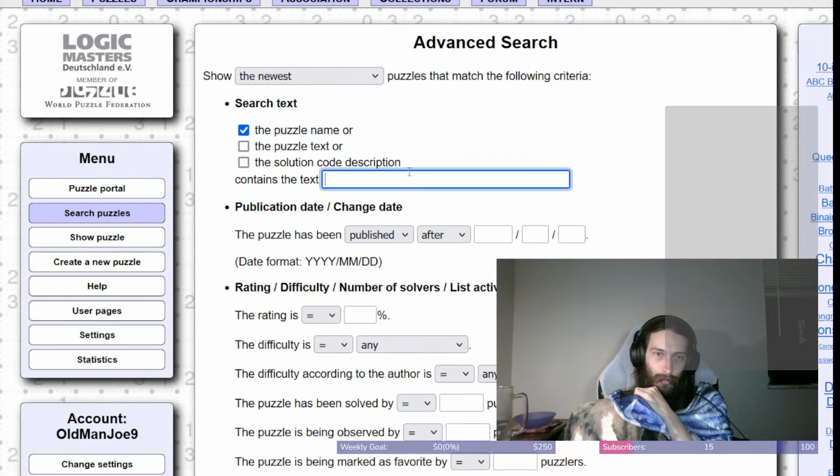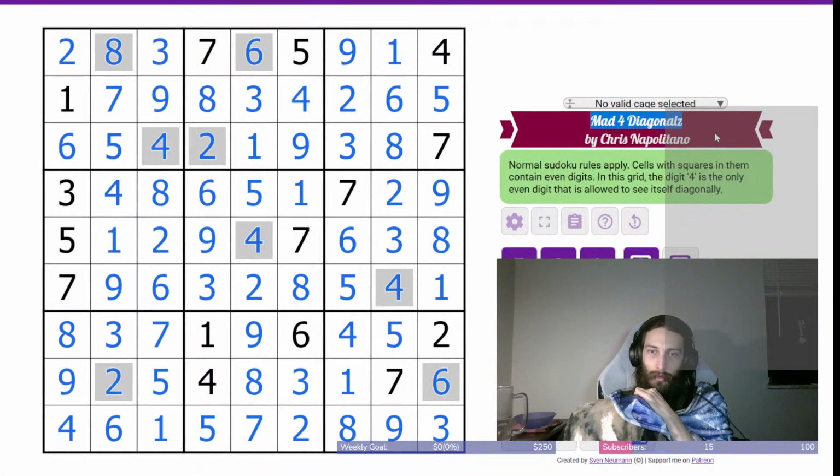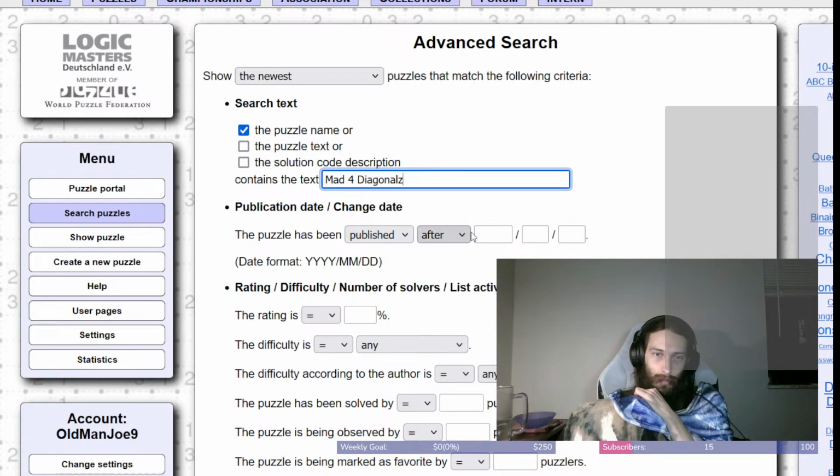Go back to the search. Here we go. Add for diagonals. Copy and paste.